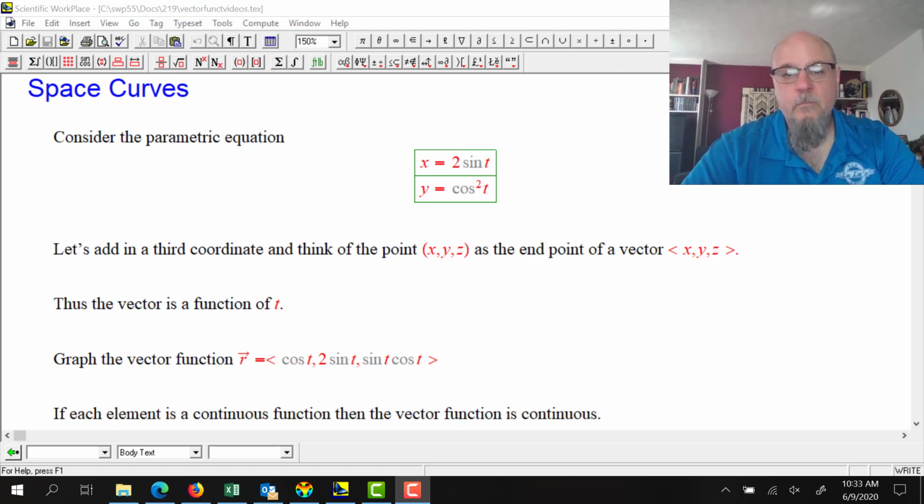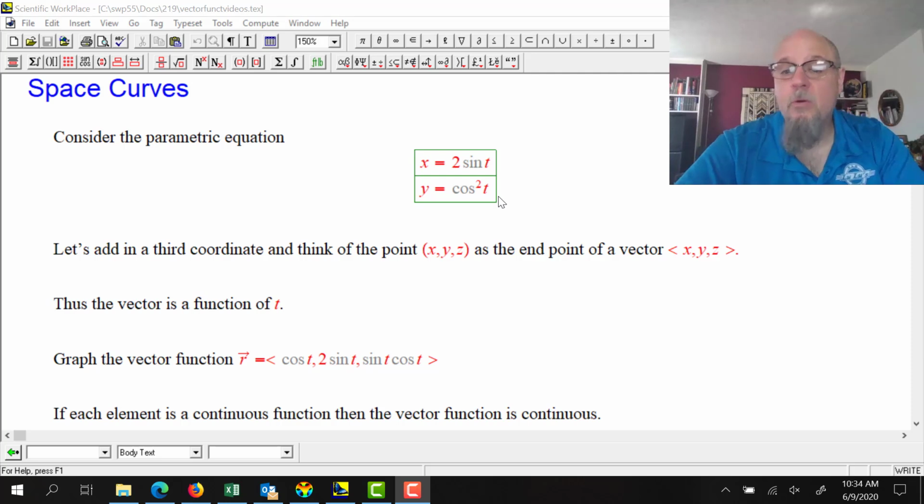Space curves. So we're going to talk about space curves, which are curves in space. But to get there, let's start with parametric equations because we're familiar with parametric equations from single variable calculus. So here's an example. Remember, with parametric equations, the x and the y coordinates are both given as functions of a parameter. I always think of it as t for time, but it's a parameter. So the x-coordinate is given by 2 sine t, and the y-coordinate is given by cos squared t.